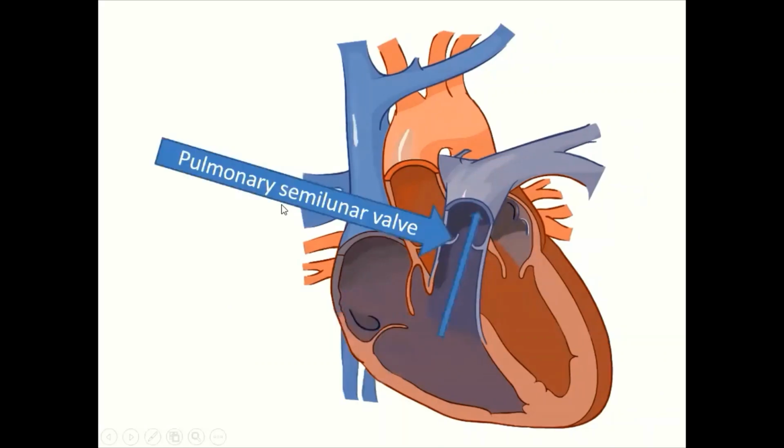Next valve is the pulmonary semilunar valve. From RA to RV, and then the RV pumps the blood to the lungs, and the blood is carried by this blood vessel. We will know the name later. In this blood vessel, there is the pulmonary semilunar valve. The job of this valve is to prevent the backflow of the blood to the right ventricle. The flow of the blood is always from RV to the lungs. It's not going back to RV because of this pulmonary semilunar valve.